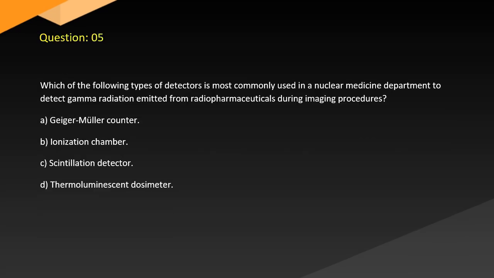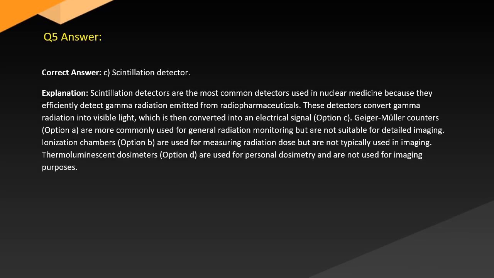Question 5. Which of the following types of detectors is most commonly used in a nuclear medicine department to detect gamma radiation emitted from radiopharmaceuticals during imaging procedures? A. Geiger-Müller counter. B. Ionization chamber. C. Scintillation detector. D. Thermoluminescent dosimeter. Answer. Correct answer, C. Scintillation detector.